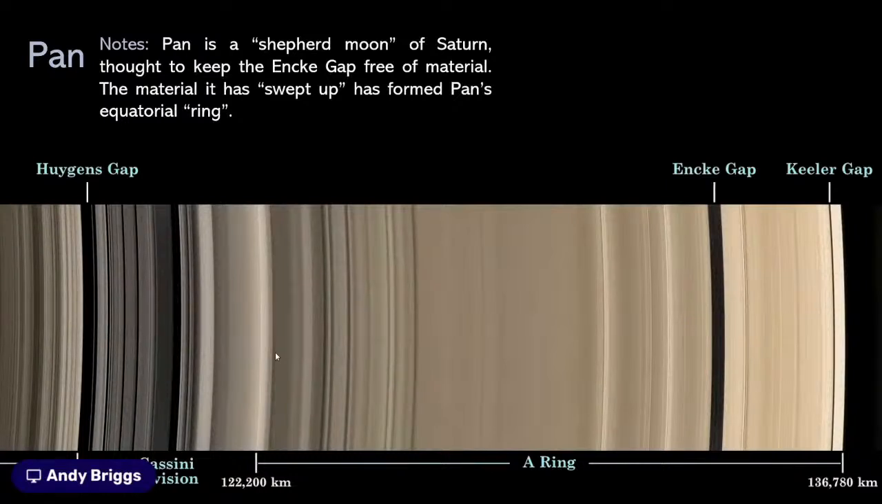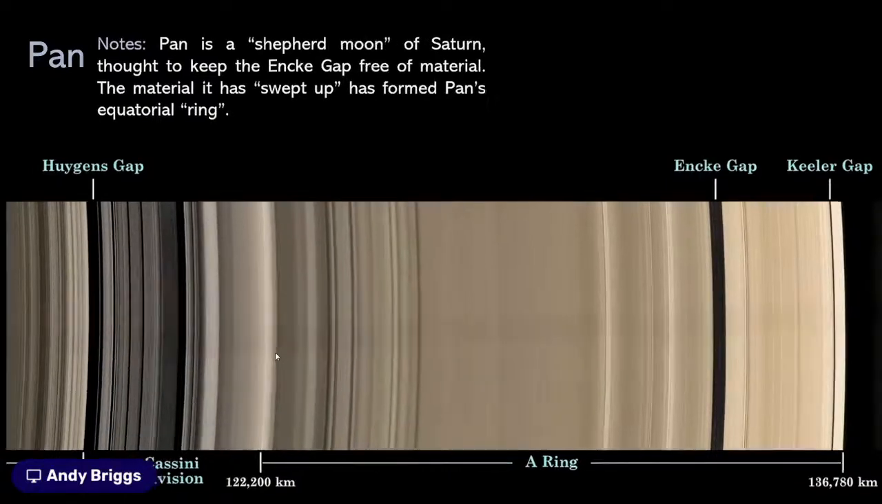We've got the Huygens gap. We've got the famous Cassini division, which was first seen by Galileo. We've got the Encke gap, and we've got the smaller Keeler gap. And Pan actually patrols, if you like, within the Encke gap, sweeping up any material that has entered it from the rings. And here's an image taken by Cassini of Pan actually in the Encke gap. So that's a beautiful image of that little moon in the middle of the Encke gap there, which I think is an amazing image.